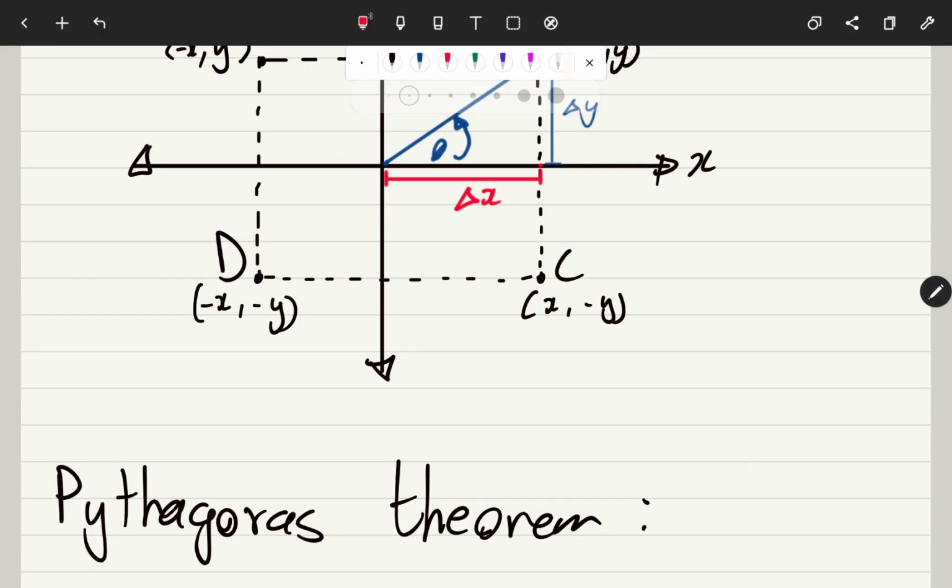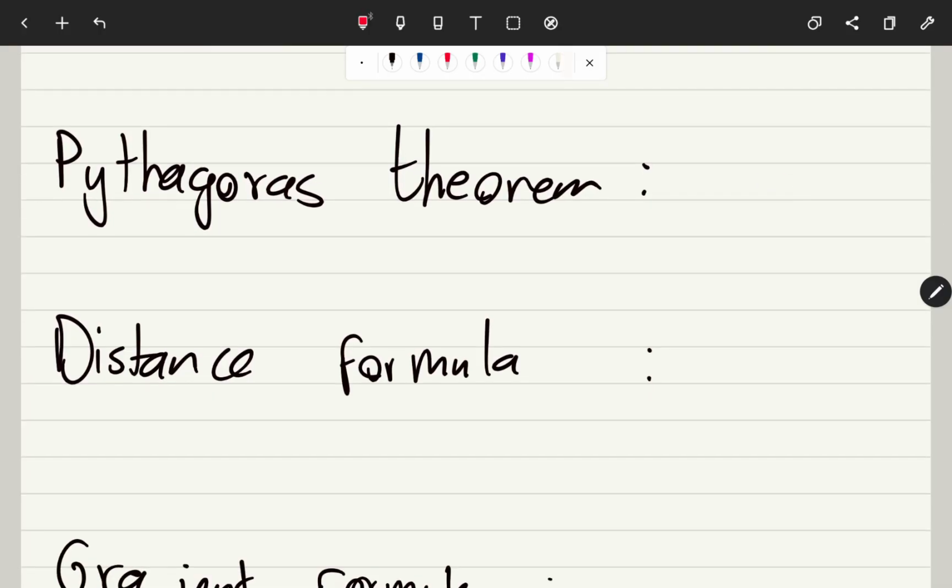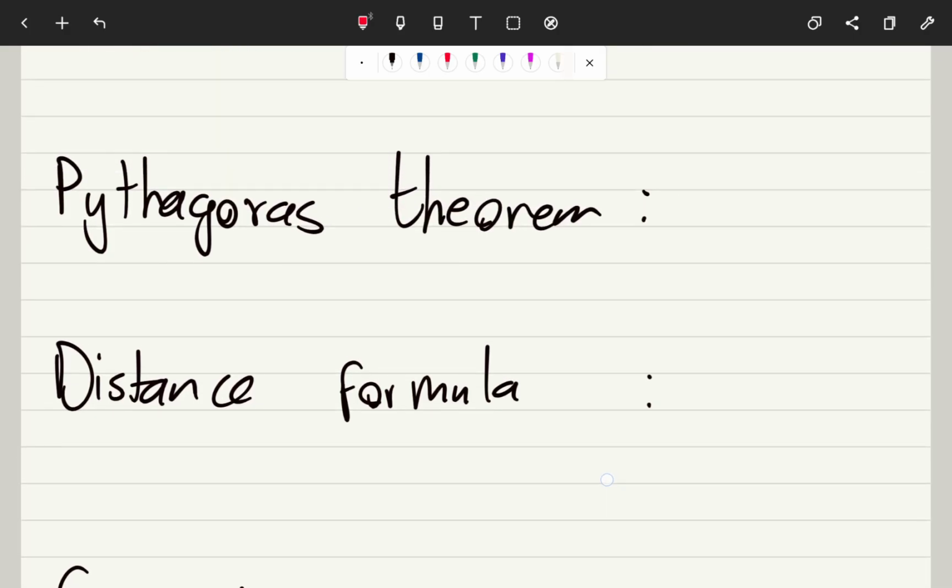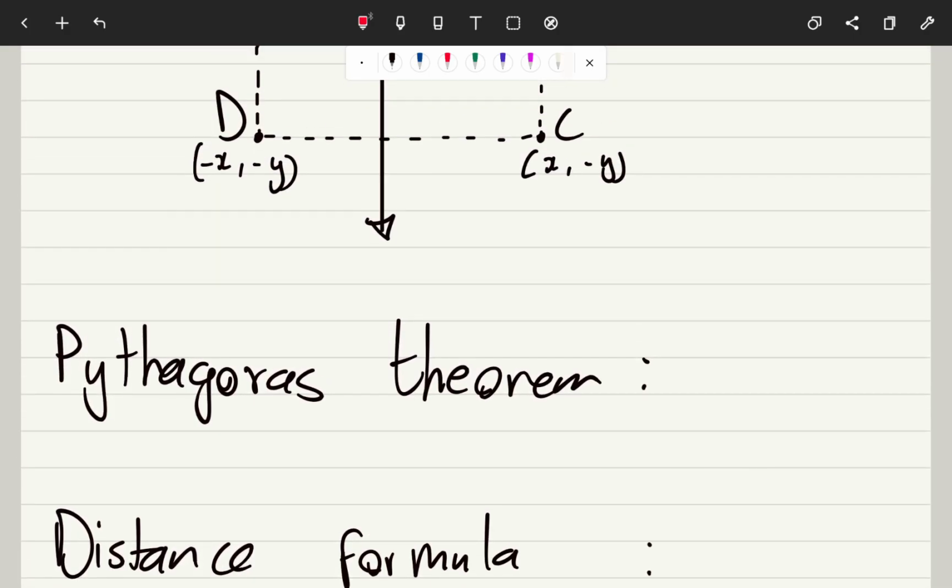Now one thing to remember is that we have Pythagoras theorem, we have the distance formula, and we have the gradient formula. Pythagoras theorem, in a sense, is this: if you have a right angled triangle, with sides A, B, C, it's known that B squared is equal to A squared plus C squared.